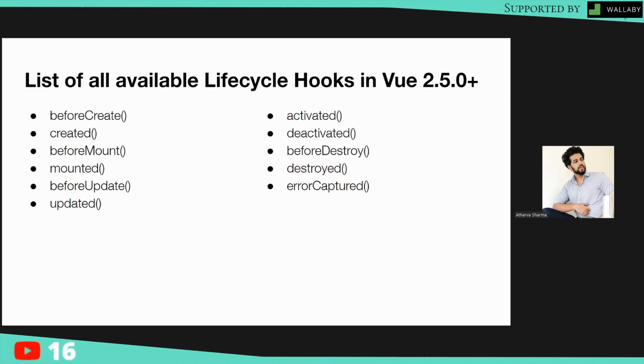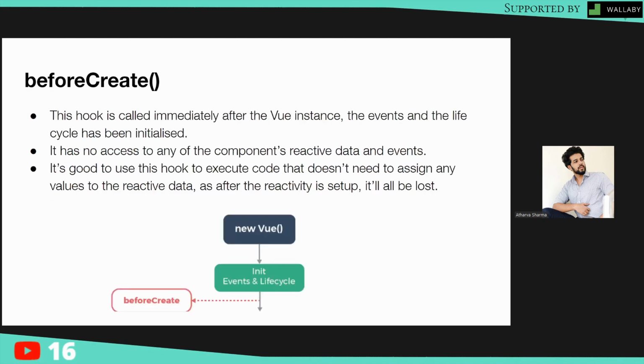So starting off with before create. This before create hook is called immediately after the Vue instance and the events in the life cycle have been initialized. It has no access to any of the component's reactive data and events. It's good to use this hook to execute code that doesn't need to assign any values to the reactive data, as after the reactivity is set up, it's all going to be lost anyways.